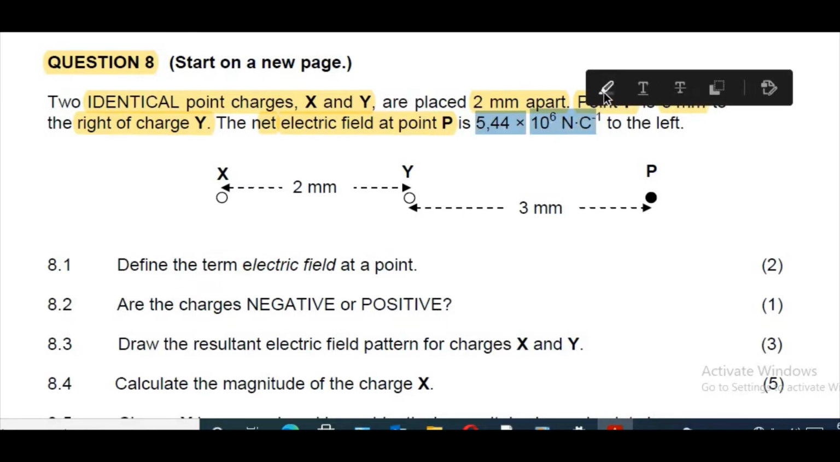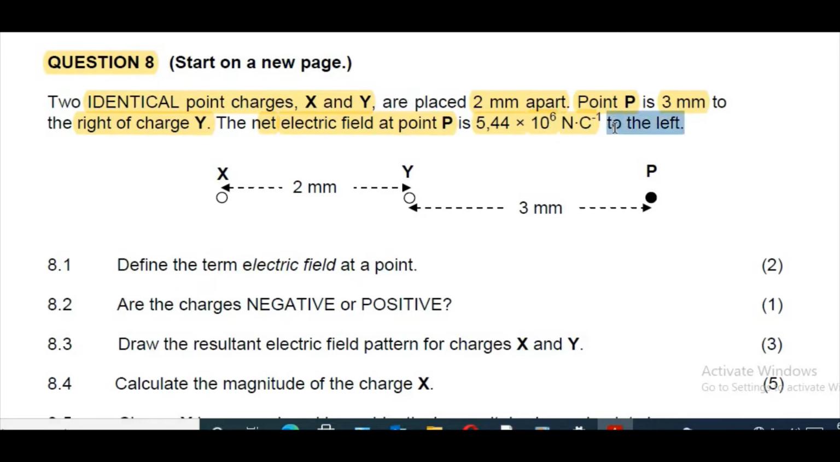And they're saying that the net is 5.44 multiplied by 10 to the power of 6 Newton per coulomb, to the left. An important thing: electric field strength is a vector. It means that you must provide its magnitude, which is 5.44 multiplied by 10 to the power of 6, and also the direction, to the left, right?